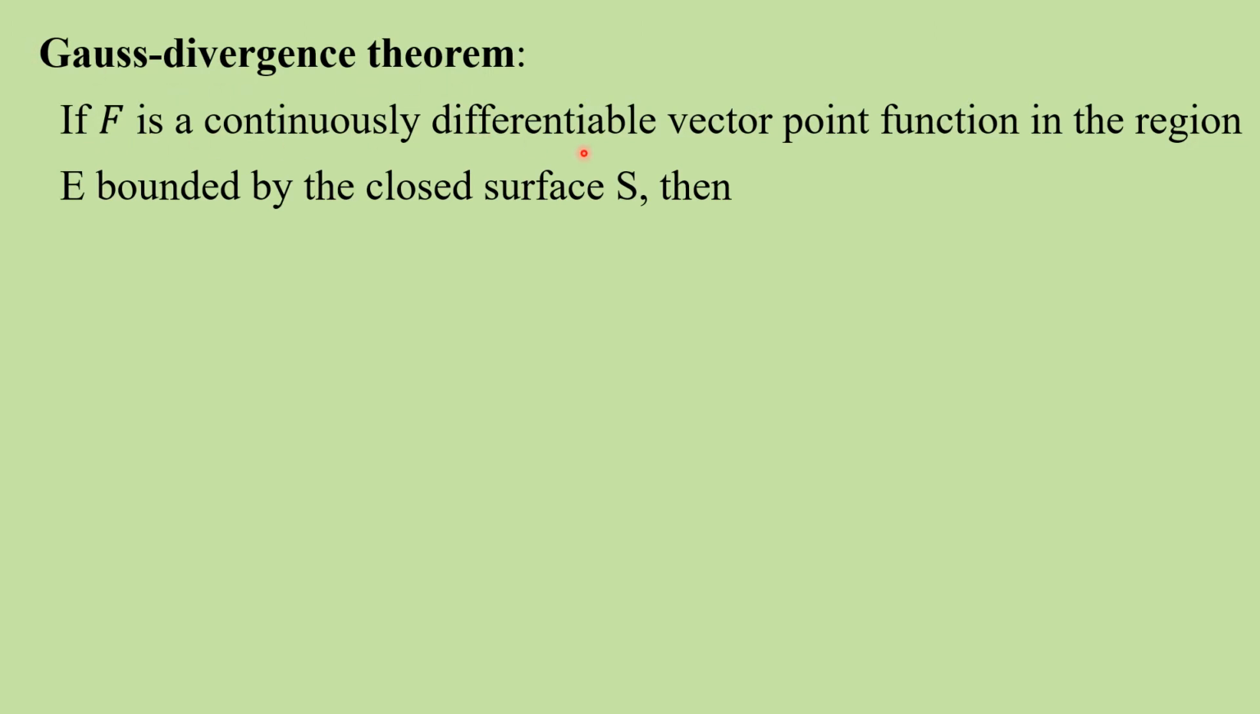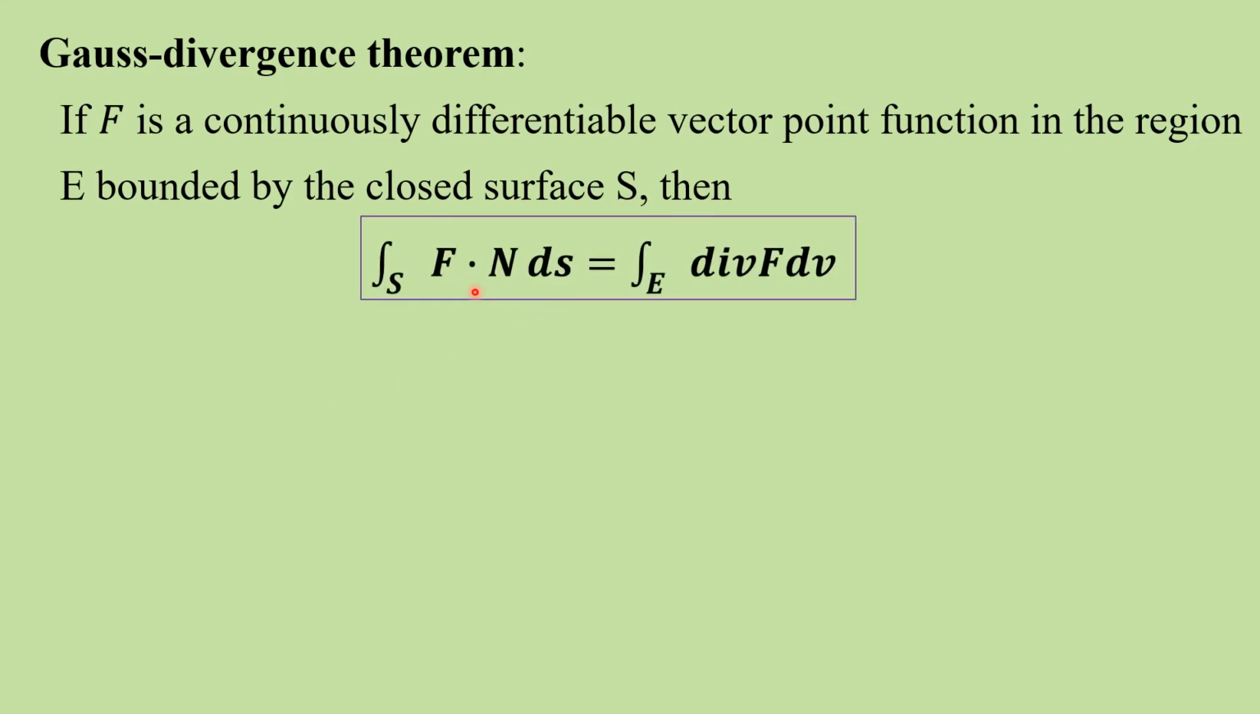Suppose f is a continuously differentiable vector point function in the region E bounded by the closed surface S. Then the surface integral of f over S is equal to the volume integral of the divergence of f. Just remember: Stokes theorem says the line integral of vector point function f along closed curve C is the surface integral of curl f, and the Gauss divergence theorem says the surface integral of f over S is nothing but the volume integral of divergence of f.